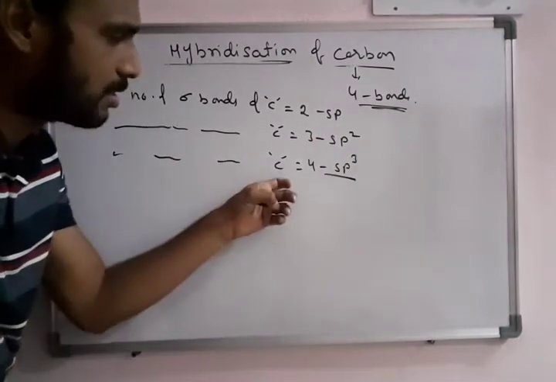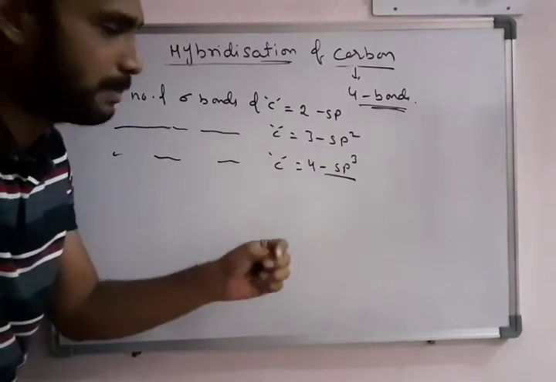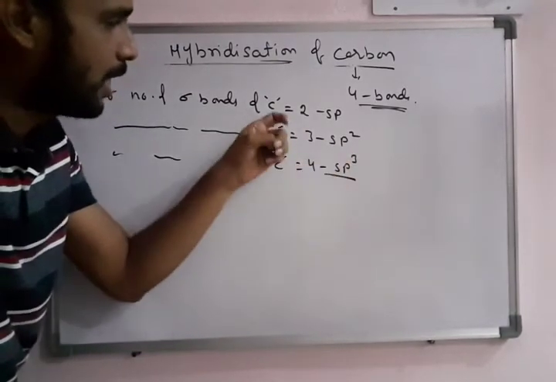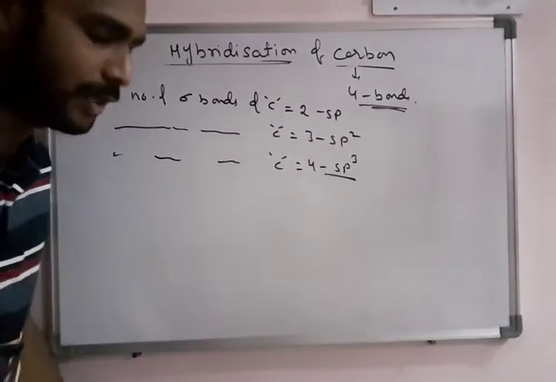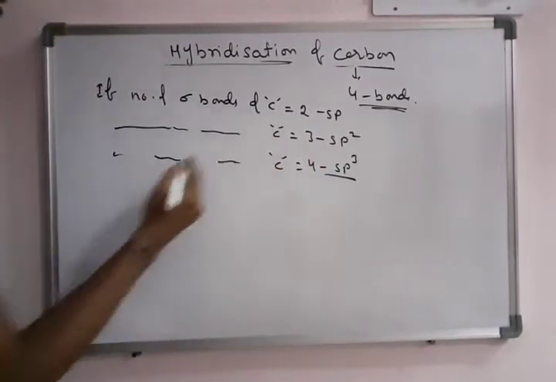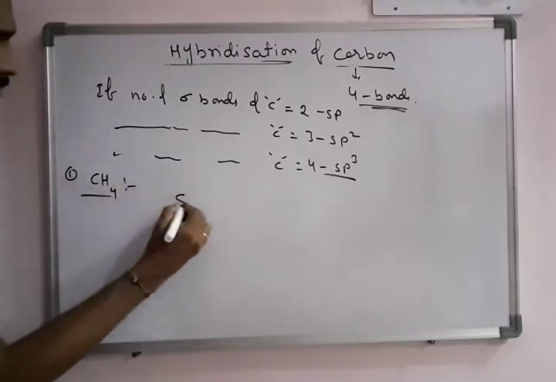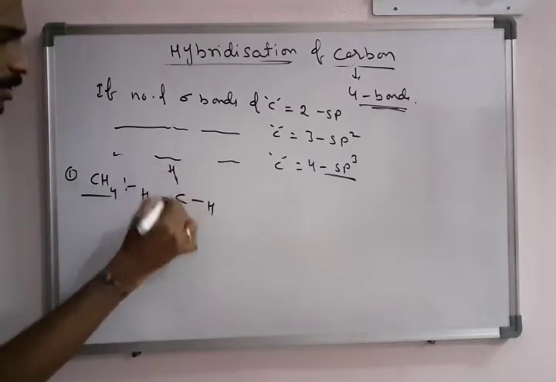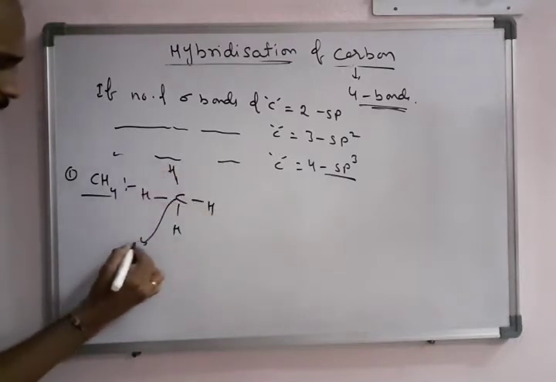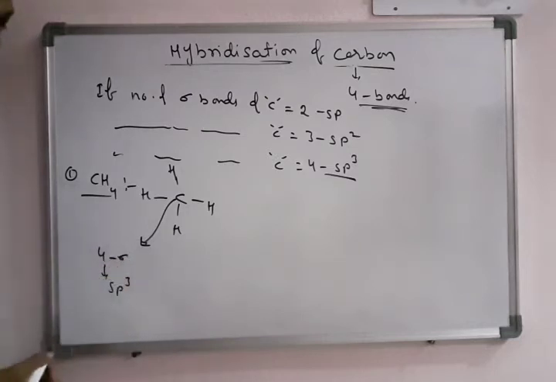If 4 sigma bonds, that is sp3. If there are 3 sigma bonds, the remaining one will be a pi bond, so sp2. The carbon having only 2 sigma bonds is sp hybridization. Okay, now we see some examples based on this. For example, methane. The carbon in methane is having 4 sigma bonds, and 4 sigma bonds indicate sp3.